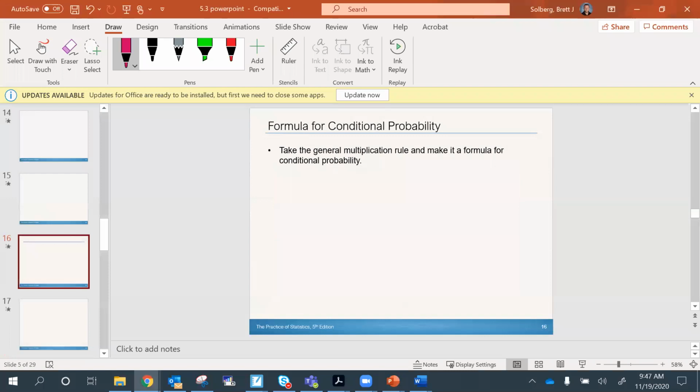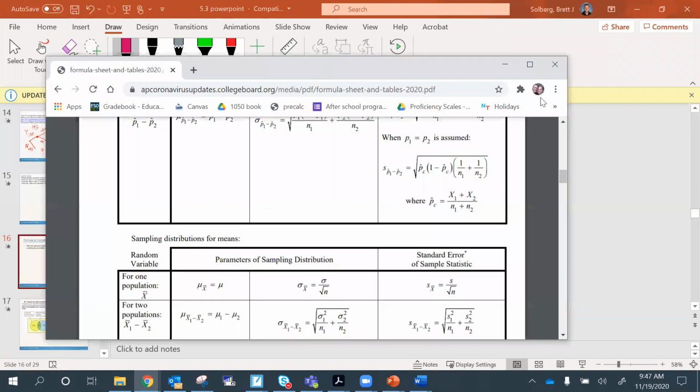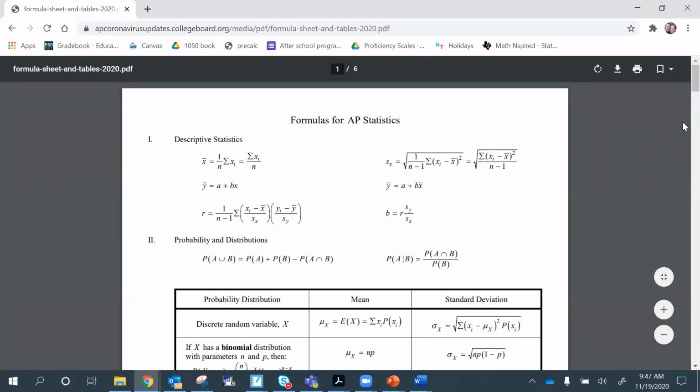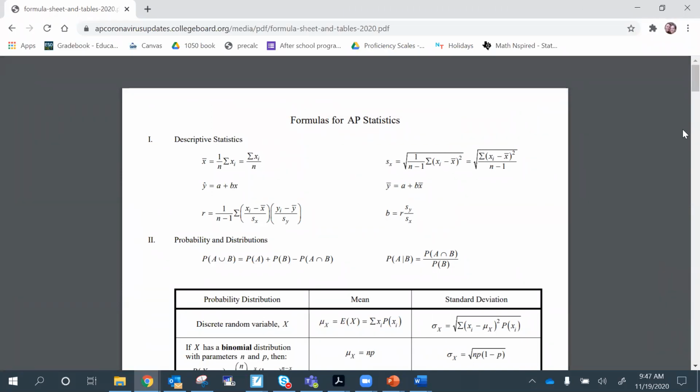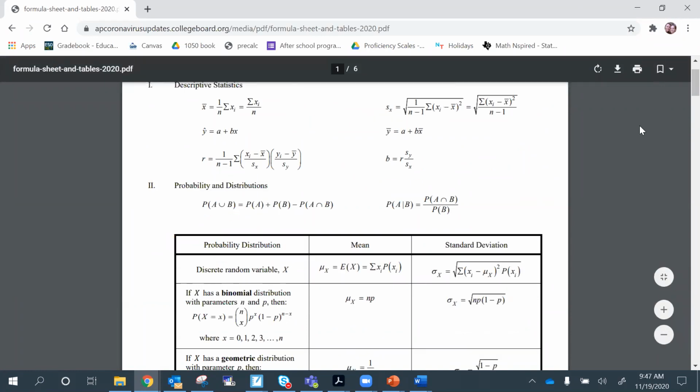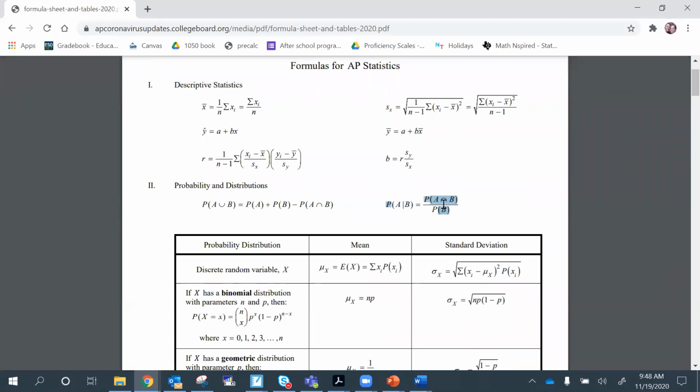I'm going to introduce you to your formula sheet. You can all see this, right? This is what you get to use on the AP test, this and a calculator. When you go to probability and distributions, you only get 2 formulas here. It gives you the probability of A or B, which we got last time. I think it's called the general addition rule. And then conditional probability looks like that.